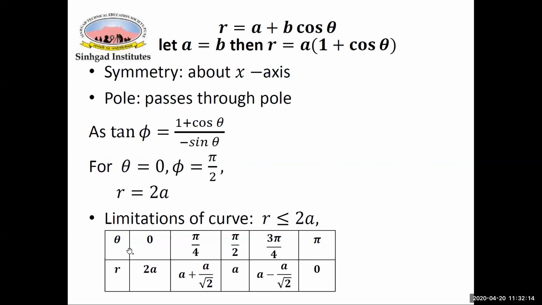Now check the values of r for various values of theta. We have chosen theta as 0, pi by 4, pi by 2, 3 pi by 4 and pi. Put theta equal to 0, cos 0 is 1, 1 plus 1 is 2, so r is 2a. Put theta equal to pi by 4, cos is 1 by root 2, so it is a plus a by root 2. Theta equal to pi by 2, cos theta will be 0, so a. And theta equal to 3 pi by 4, you'll get a minus a by root 2. And at pi, it is 0. So your curve lies between 0 and 2a. Now we'll see how to draw it.